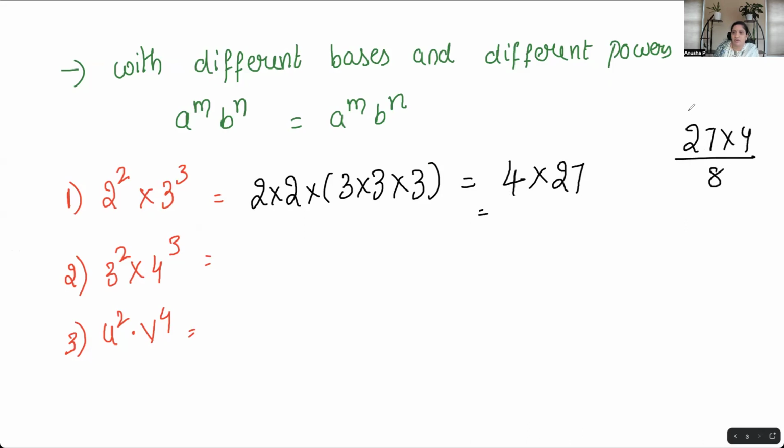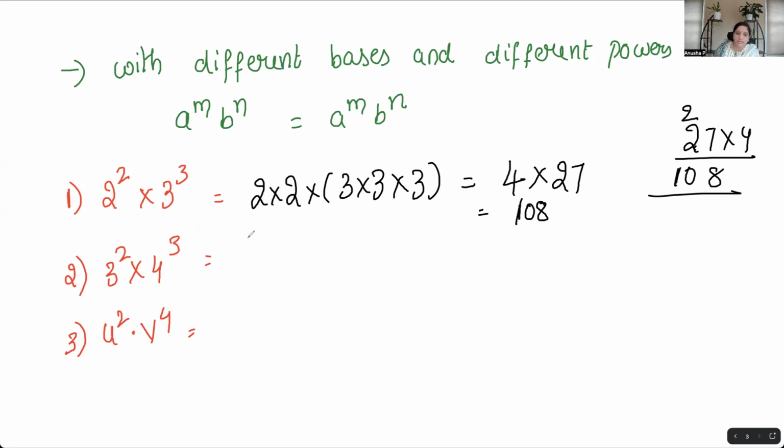4 times 7 is 28. 2. 4 times 2 is 8. 8 plus 2 is 10. So which is 108. Okay. So here we have to do it individually and then multiply.